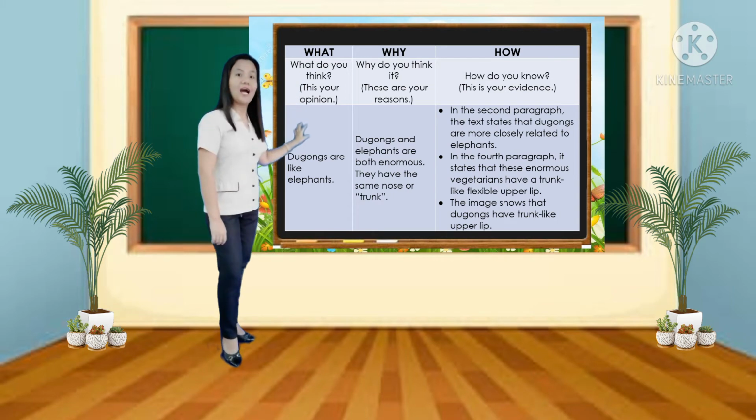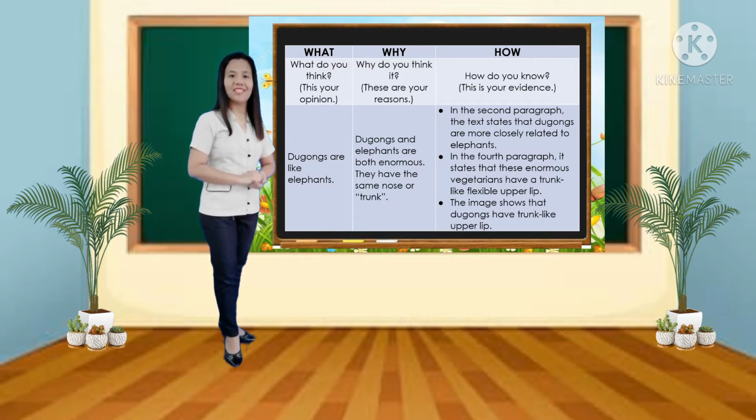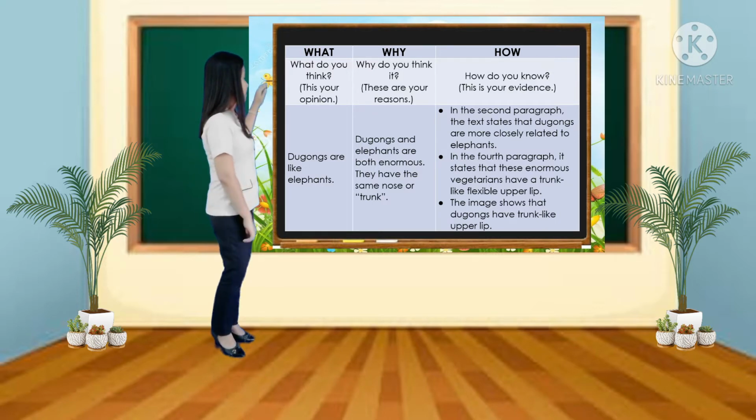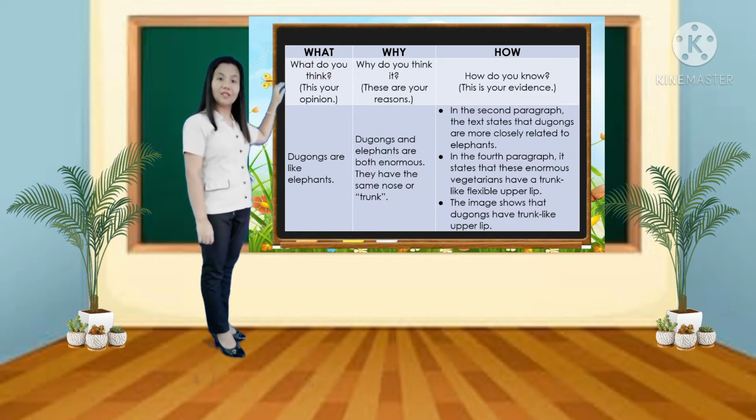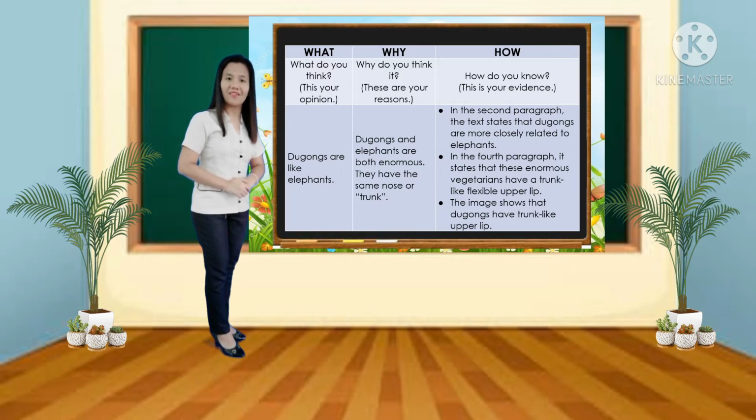I have here a chart, and this is what we call the what, why, and how strategy. This can be used to help you remember to include appropriate evidence. In the first column, we have the what question. What question represents your opinion? Just like to give an example that we have based from the passage that we have read.